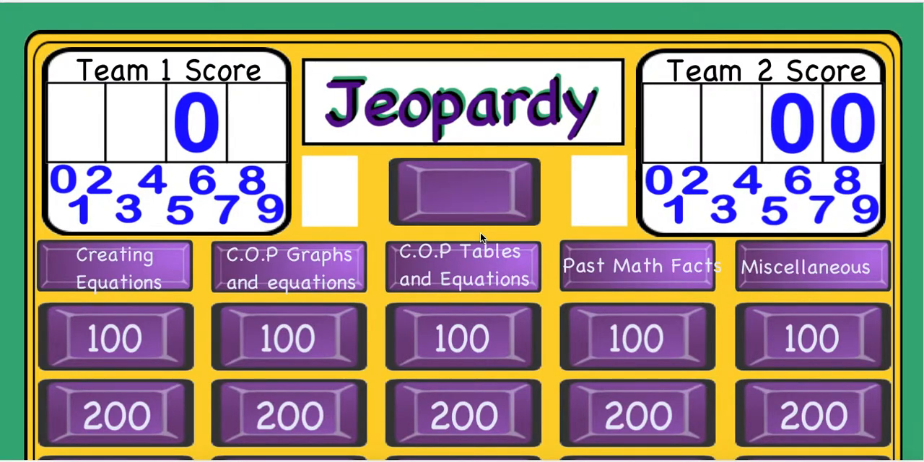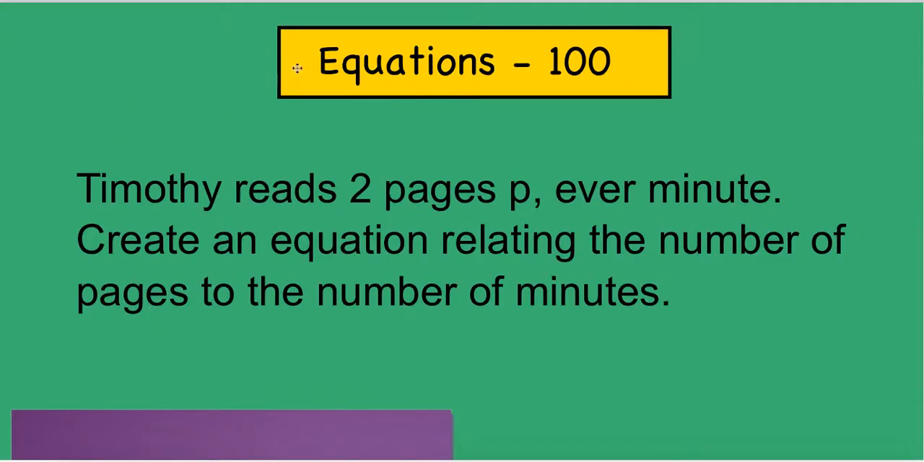In this video, we'll be talking about what steps we can take to create an equation from a story. So we're going to use the Jeopardy game and the questions we had from Jeopardy as a couple of examples. In our first example, Timothy read 2 pages, P, for every minute. We want to create an equation relating the number of pages to the number of minutes, and we're going to use M as that variable.